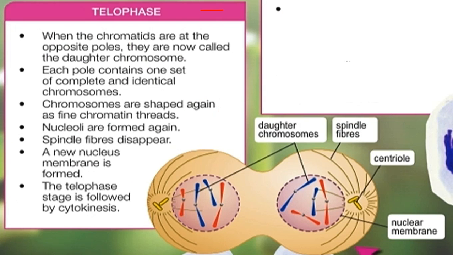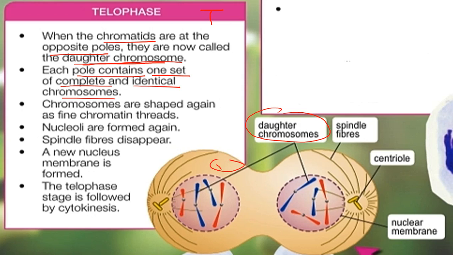And then we have telophase. When the chromatids are at the opposite poles, they are now called daughter chromosomes. Sebab dia sudah separate, kita tidak panggil lagi dia sister chromatid, tetapi kita panggil dia daughter chromosome. So this one is the daughter chromosome. Each pole now contains one set of complete and identical chromosomes.